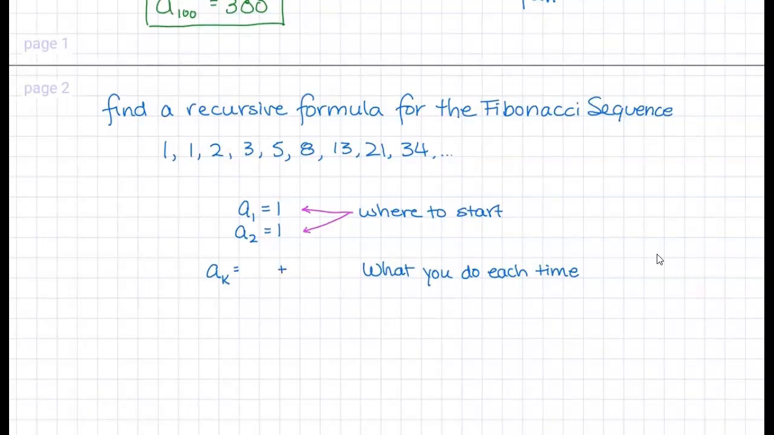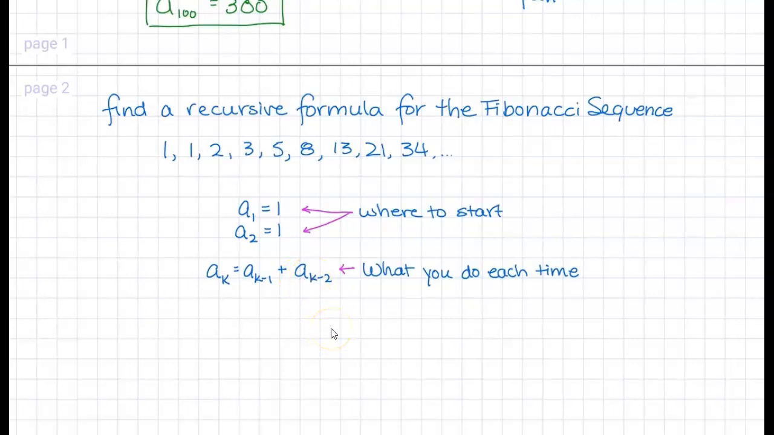Now, how are we going to write that? Well, what comes right before k? k minus 1. And then what comes before k minus 1? k minus 2. And so this is saying a term is the previous term plus the second previous term.